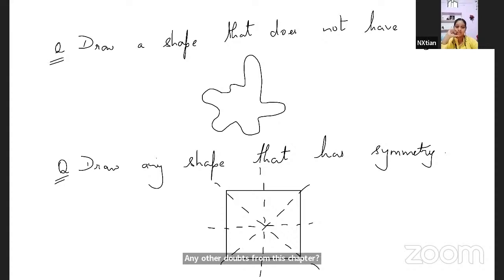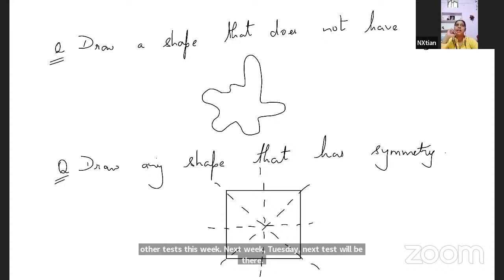Anything else? So we'll be finishing this chapter tomorrow, ma'am? Yes, I'm finishing this chapter tomorrow. And there are no other tests this week, right? Of maths and science. No, besides the science test I gave yesterday, no other tests this week. Next week, Tuesday, the math test will be there, and the science test I'll let you know.